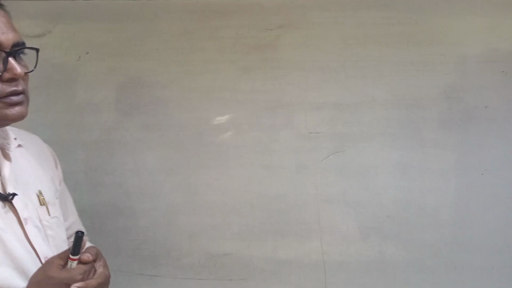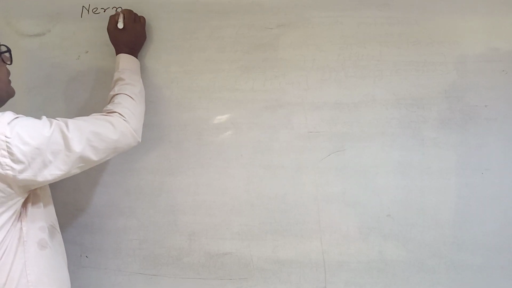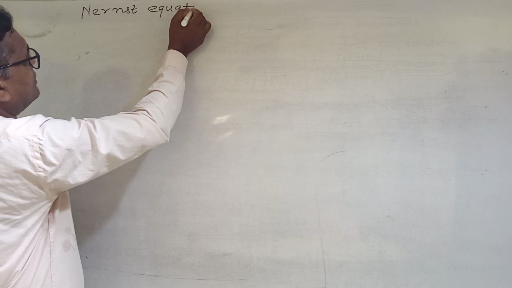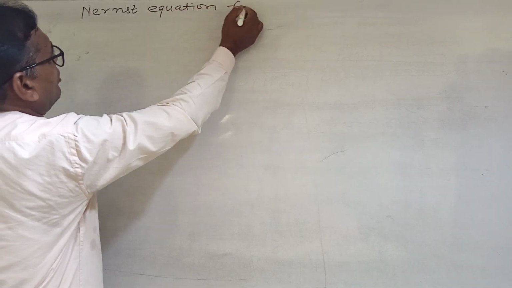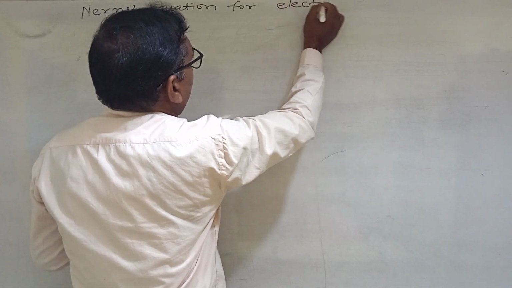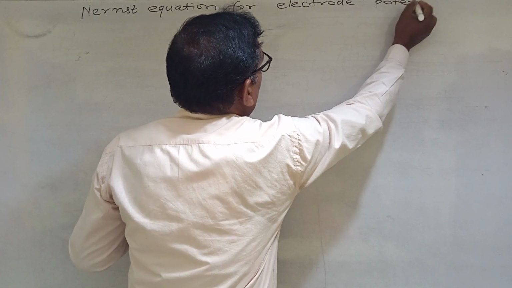Today's topic is the Nernst equation for electrode potential. We write here: Nernst equation for electrode potential.